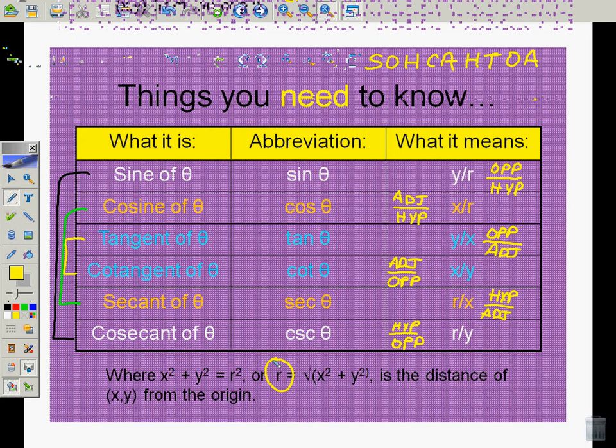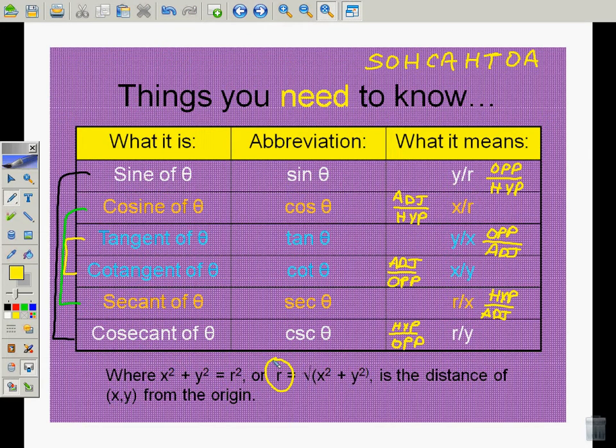A good way that I remember it is I use sine to be y over r. It spells SYR or SEER. Okay? So take a minute to go ahead and copy that down. Okay? So we've got these trig ratios that we're using.